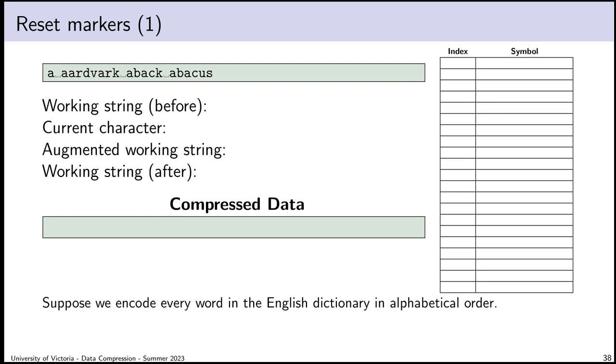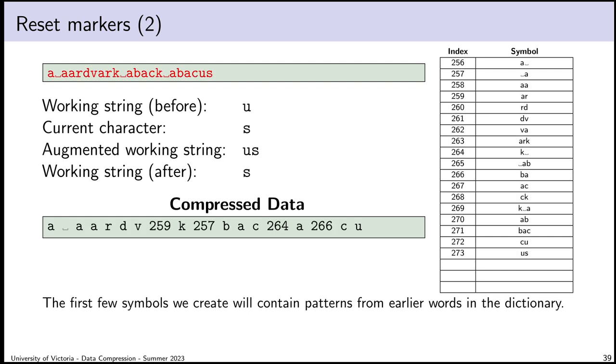And I try encoding that with LZW. Okay, so after I've encoded this little fragment, I've got a bunch of symbols. For example, the symbol A space. Okay, because I don't get to recycle A space, but the next one is space A. I get to recycle that a few times. So space A for aardvark, space A for abaci, space A for abacus.